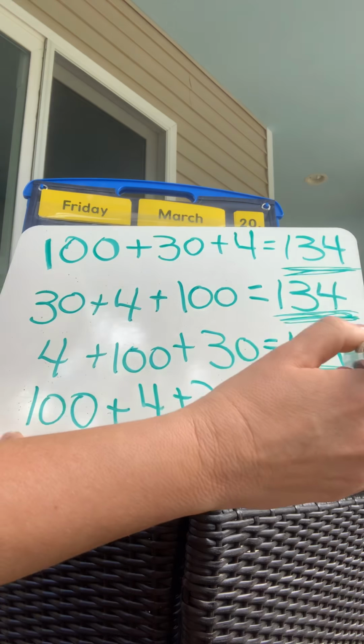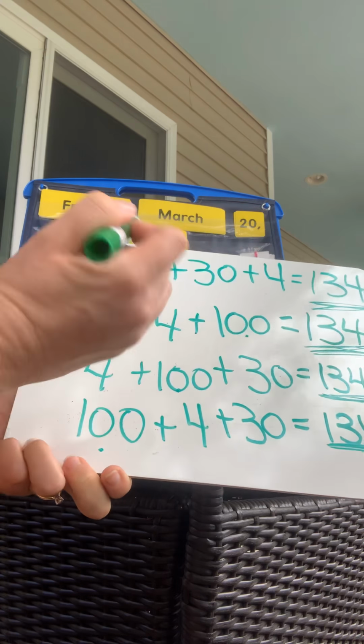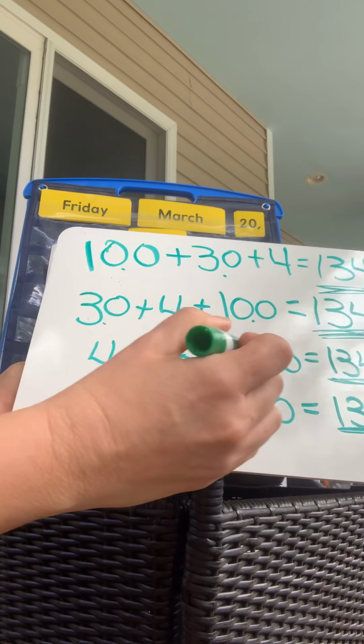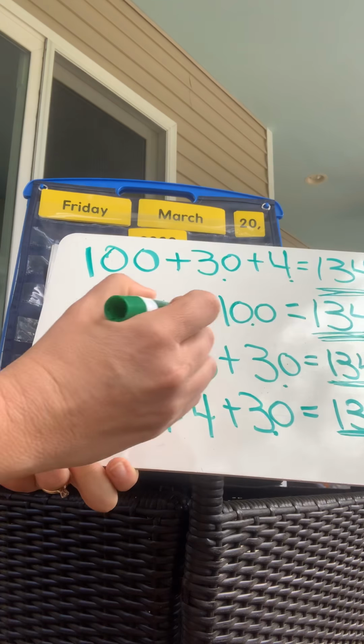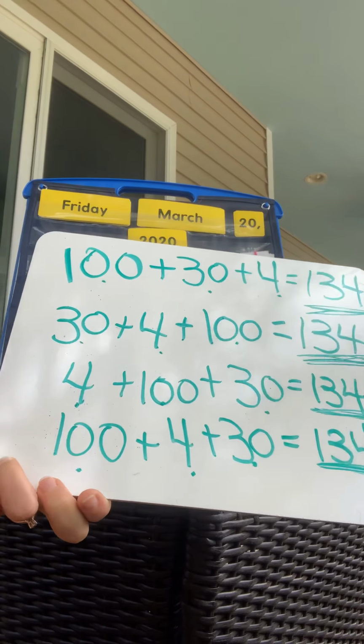It's like a related fact, right? When we add our numbers in any order, 100, 100, 100, 30, 30, 30, 30, 4, 4, 4, 4, our answer is the same each time.